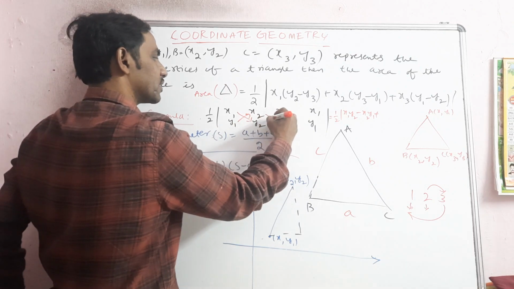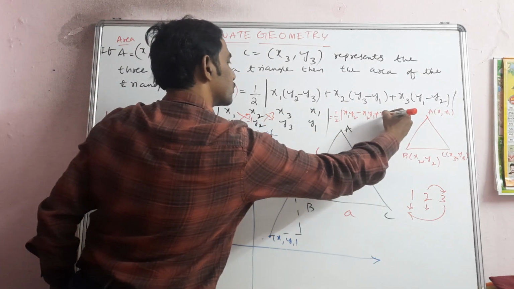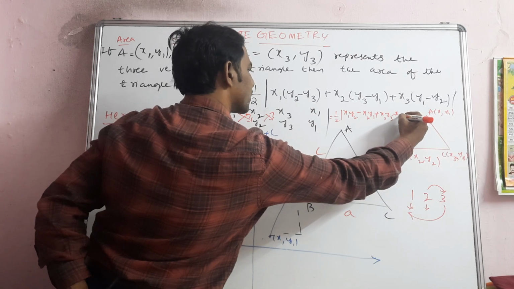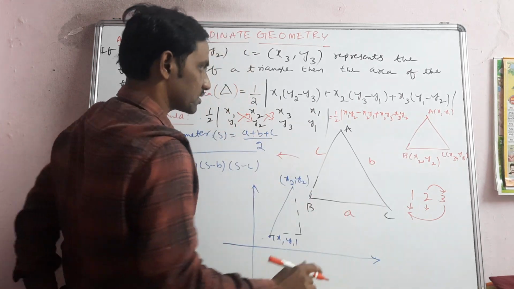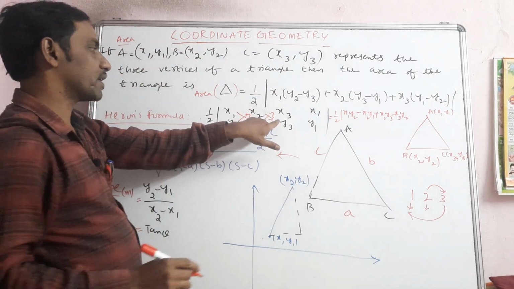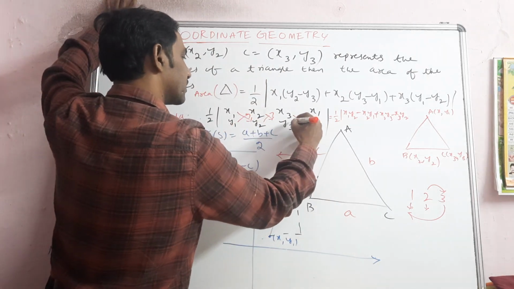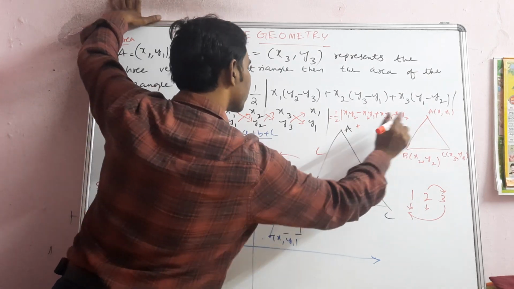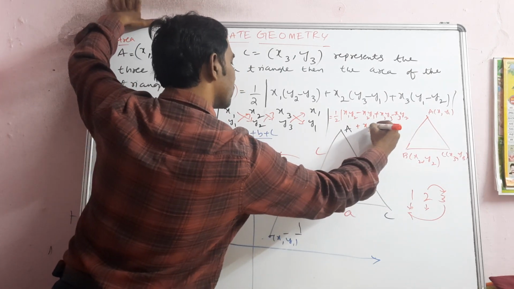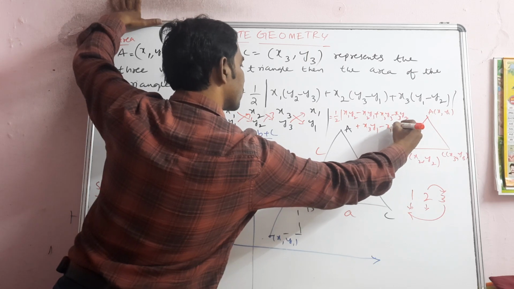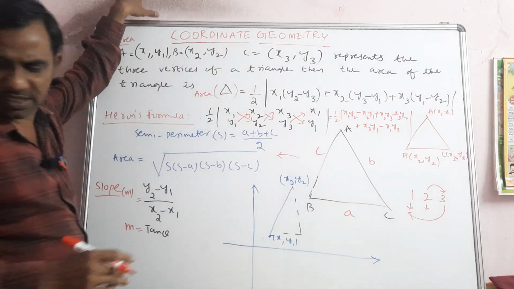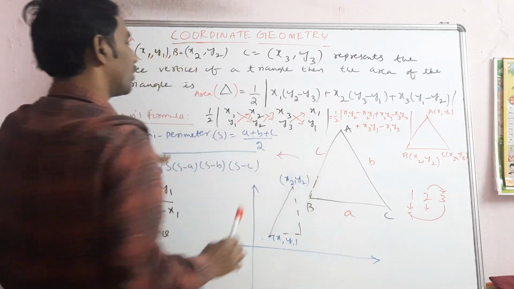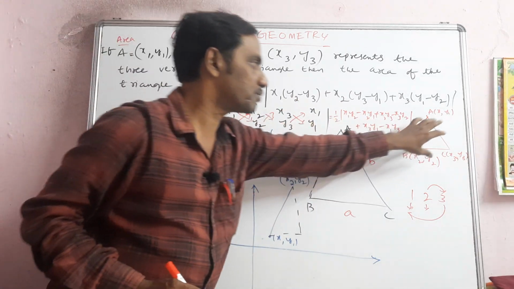then next x2 y3 minus y2 x3, or x3 y2 you can write. Then next you can take like this, x3 y1, plus x3 y1 minus x1 y3. So in that way, if you take these, again you will get the same answer. It means you will get the same value of the area of the triangle formed by these points.